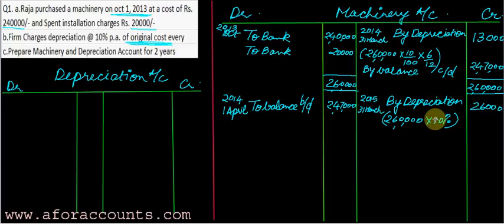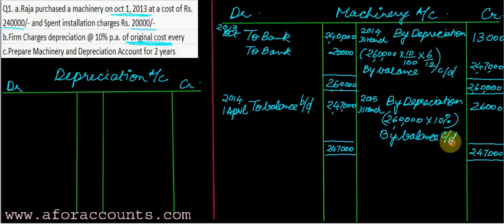Okay. So for 31st March, the remaining balance will be, first I'll add up 247 and here, okay, by balance carried down, okay, and the amount will be 247 minus 26, that is 221,000.